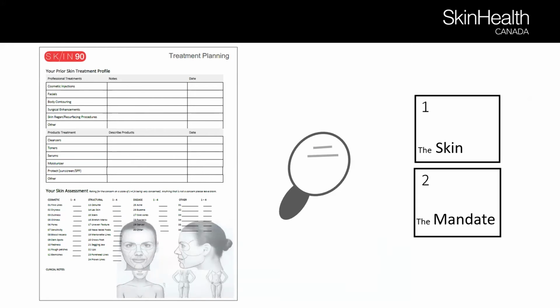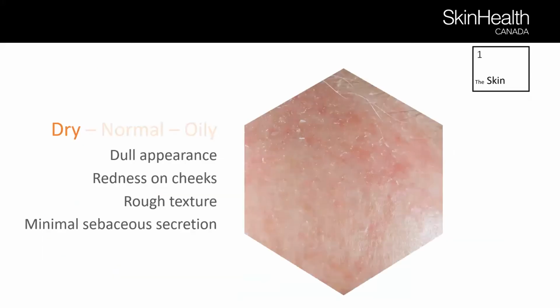You'll see in this skin assessment phase there's cosmetic, structural, disease, and other, and then there's a scale of 1 to 4. Essentially, you're going through all of these, seeing if it's an issue for the client and if it's an issue that you see, and then you're grading it on a scale of 1 to 4, with 4 being most concerned about it. So you may have areas of low concern and areas of high concern. What you're really looking to do through this process is understand the issue with the skin and the mandate you have, so what they're looking to achieve over that 90-day period.